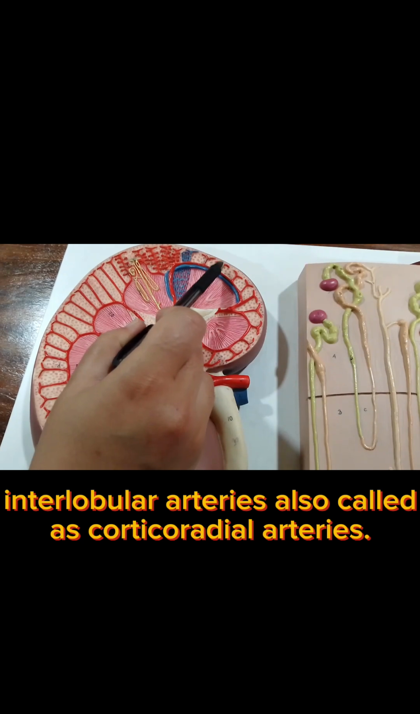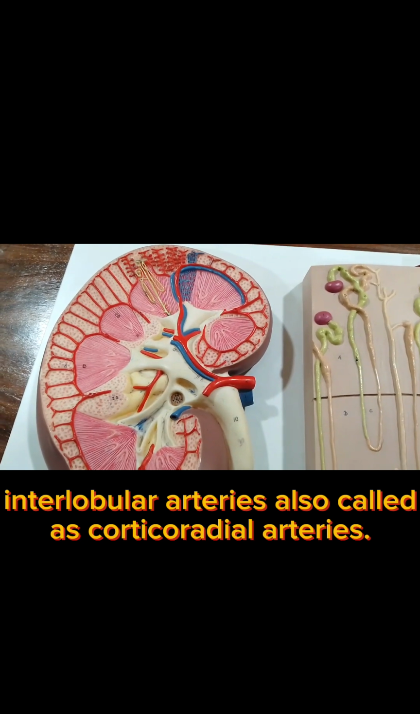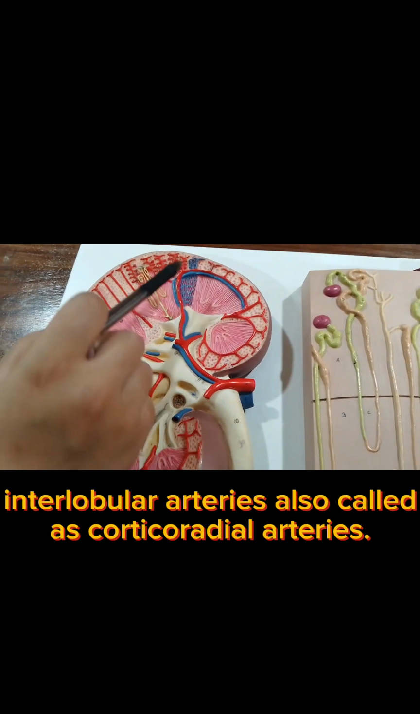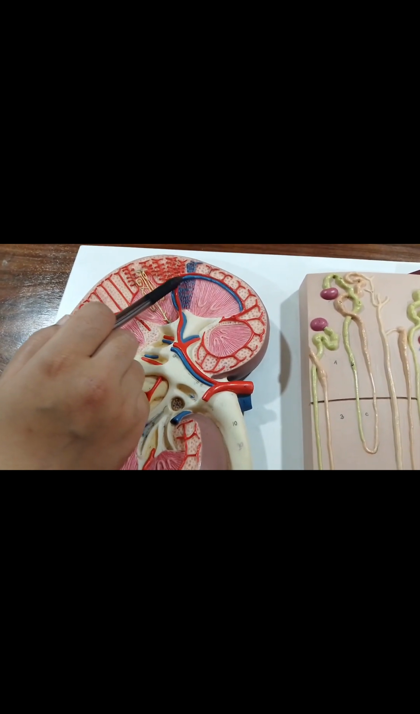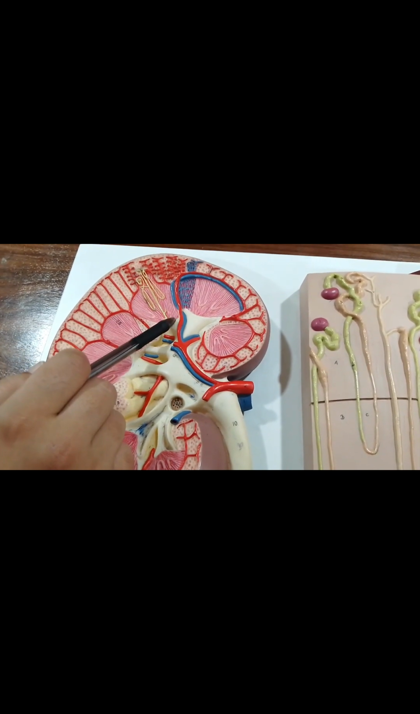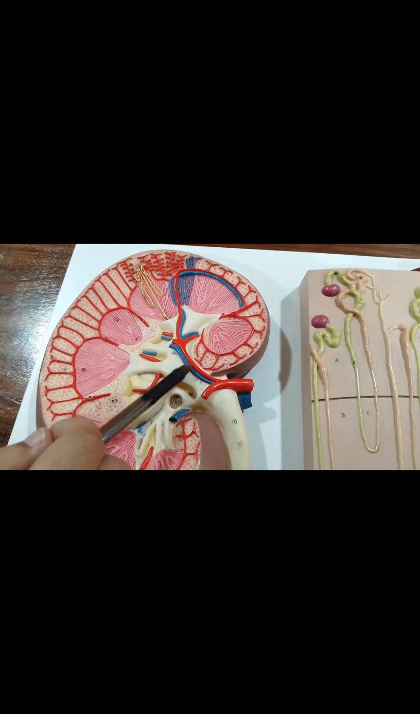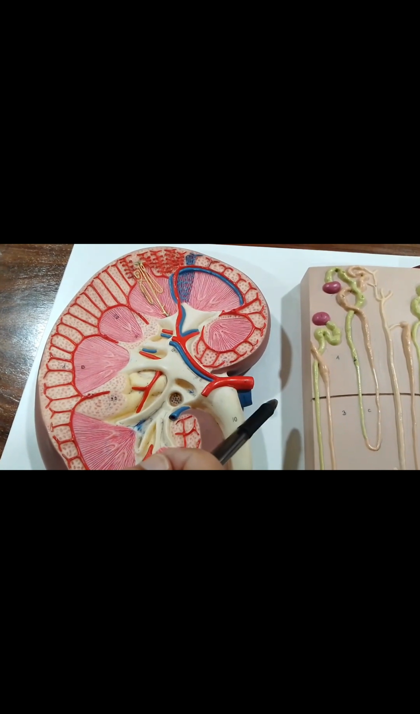Interlobular arteries are also called the corticoradial arteries. Then come the veins. The interlobular veins combine with the arcuate veins, and then they form the interlobar veins. The interlobar veins continue and they join the renal veins.